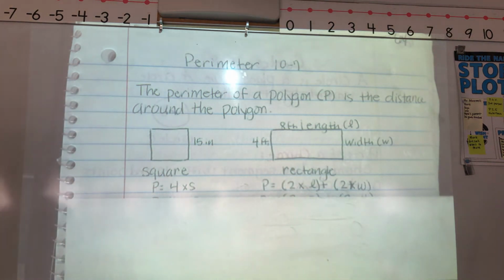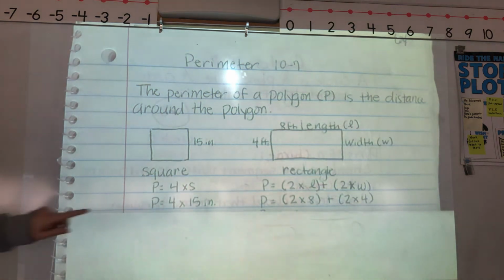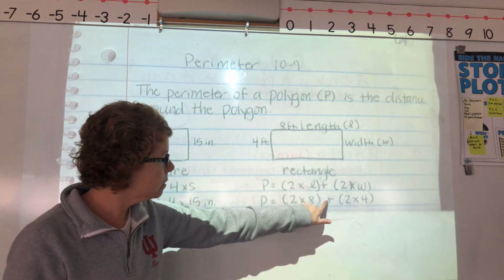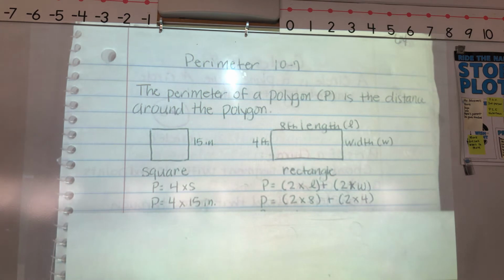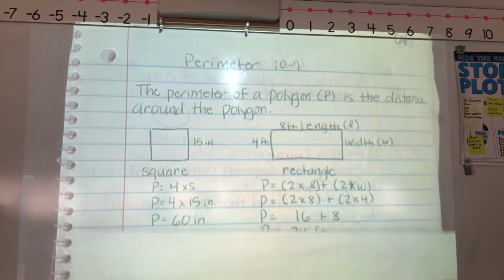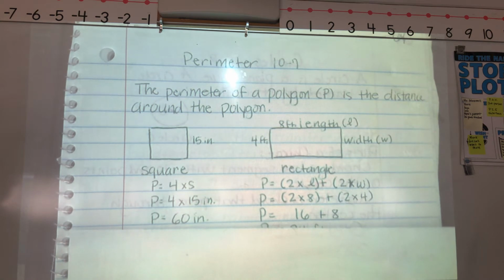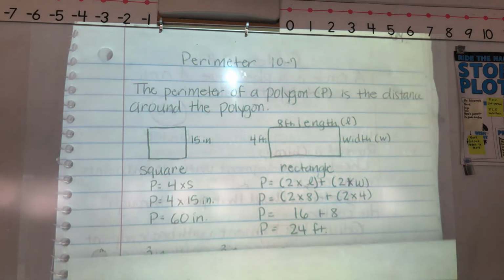Now, all I'm going to do is fill in those numbers. So the first thing I'm going to do, 2 times the length was 8, plus 2 times the width was 4. All I did was fill in the numbers there. Finally, I'm going to solve for those parentheses. P equals 16 plus 8. So my perimeter on this guy, 24 feet. I still have to remember my label, 24 feet.